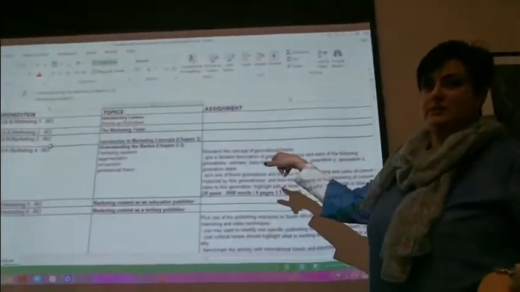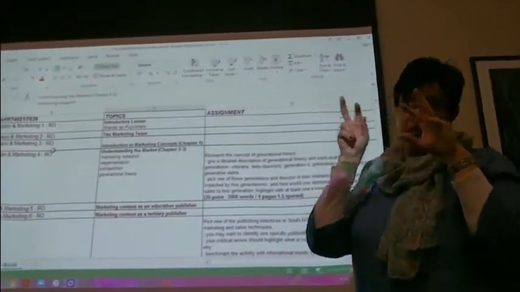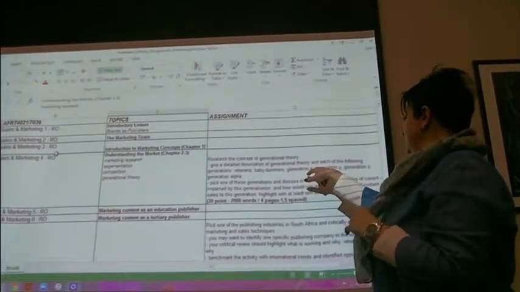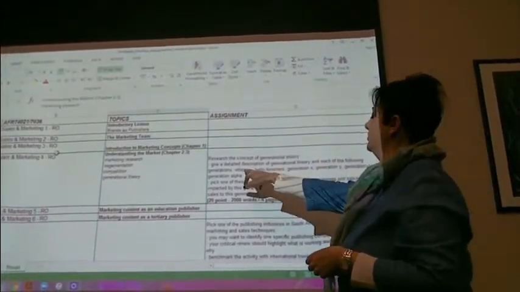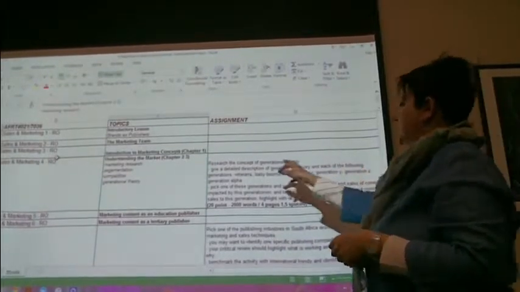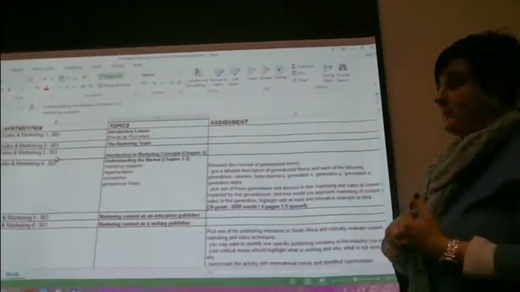It's where you're actually going to take one of the generations that we discuss in class. Give a detailed description of generational theory in each of the following. So we're going to look at veterans, baby boomers, Generation X, Generation Y, Generation Z, and Generation Alpha.